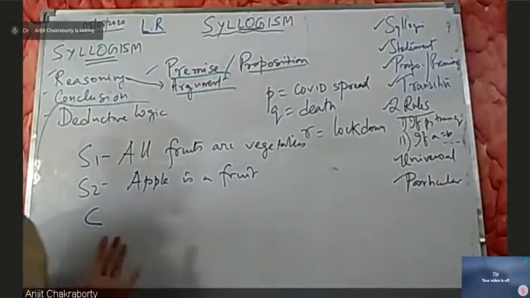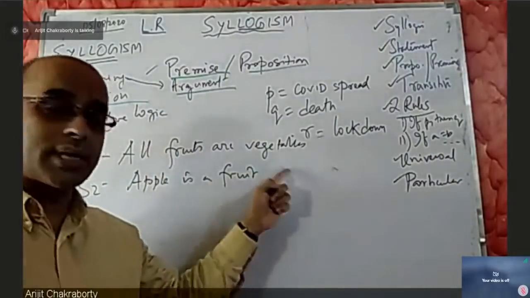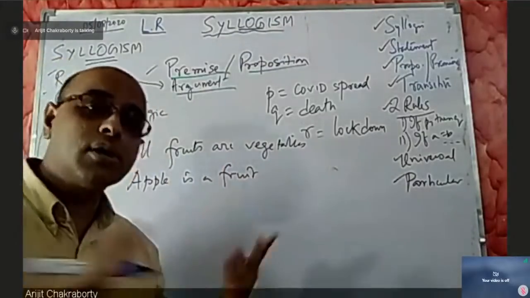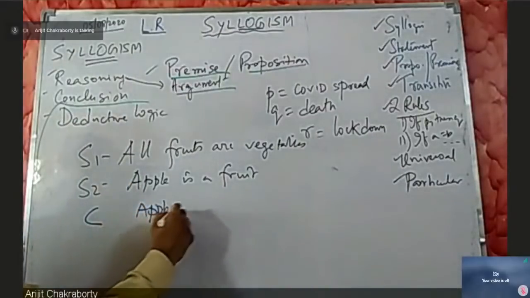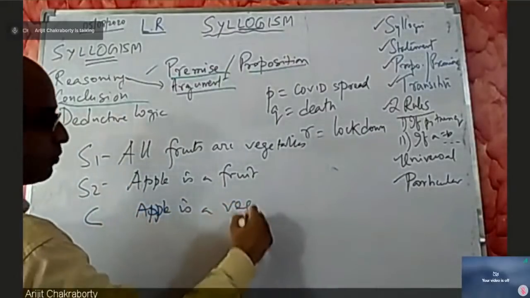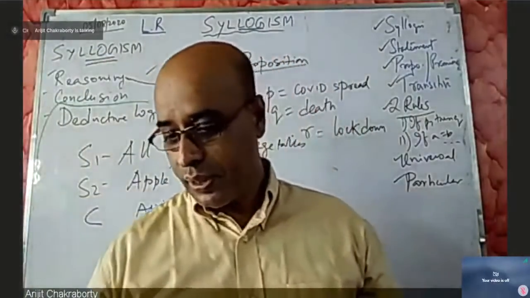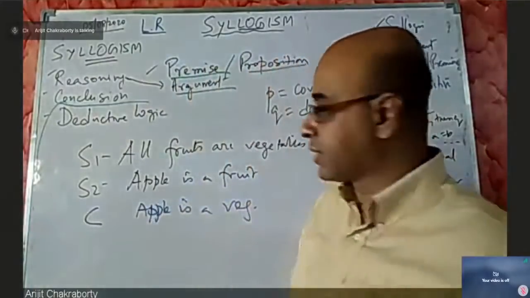All fruits are vegetables. Apple is a type of fruit. So if all fruits are vegetables and apple is a type of fruit, therefore, what? Apple is also a vegetable. So the conclusion will be that apple is a vegetable. This is like a conclusion. Okay. This is an example. Let's take another example.